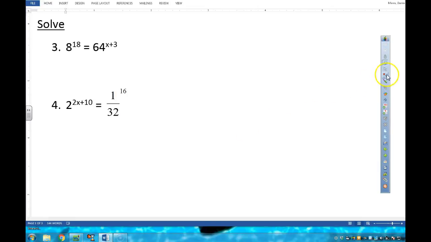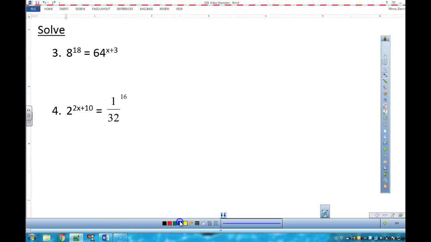Looking at the first one here, number 3 on our review sheet, I have 8 to the 18th power and 64 to the x plus 3 power. I always look and ask, can I get the big number in terms of a power of the little number? Is 64 a power of 8? Yes, it is. 64 is 8 squared. So I have 8 to the 18th power over here, and 8 to the second power over here, and I still have my x plus 3. In essence, what you're doing is canceling out those bases.